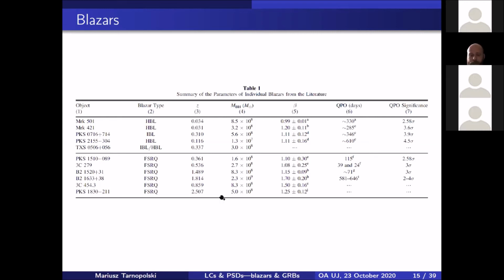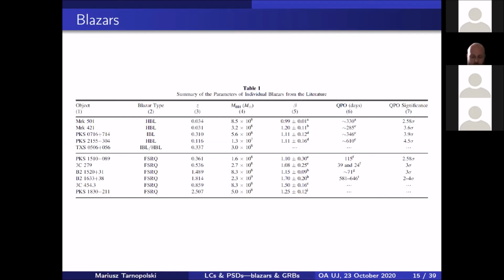In 8 of these 11 sources, some QPOs were already reported in the literature, though with quite various significance from below 3 sigma, sometimes reaching something like 4 or 5 sigma. And the power law shapes have beta indices falling mostly in the range between 1 and 2. So sorry for interrupting, but these are the QPOs reported strictly for the Fermi-LAT light curves, or in general? No. These are strictly Fermi-LAT. No optical, no X-rays, no nothing else. Okay, thanks.